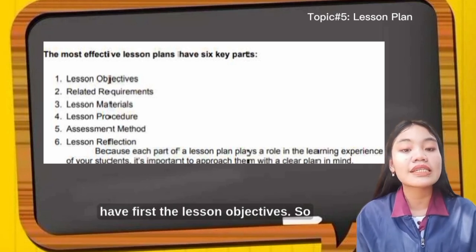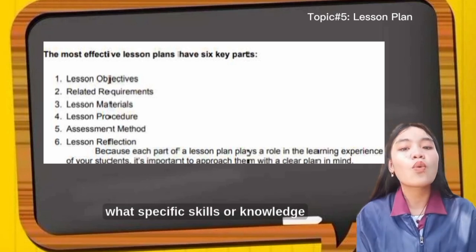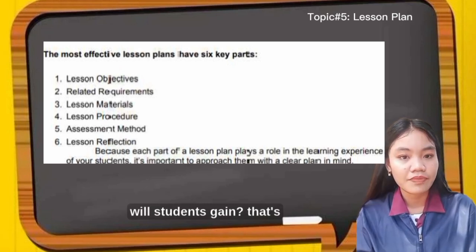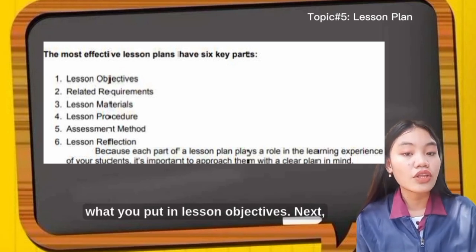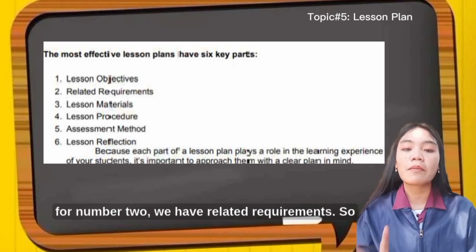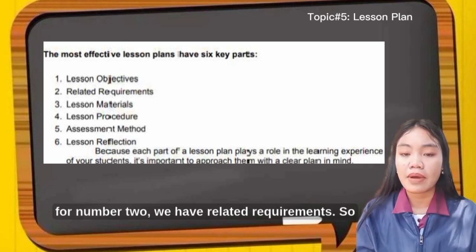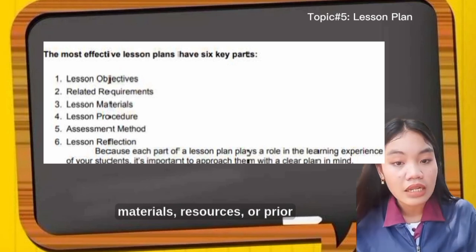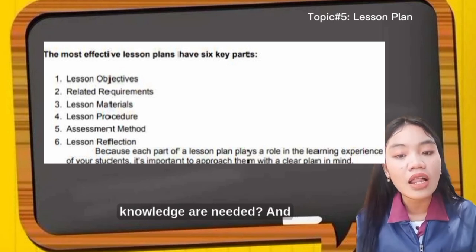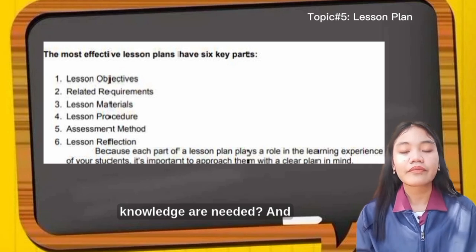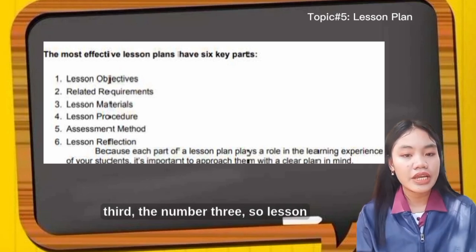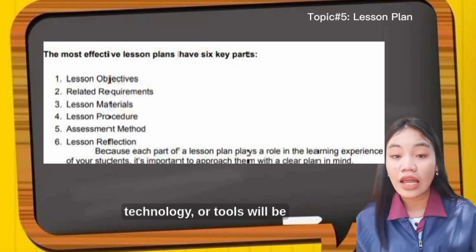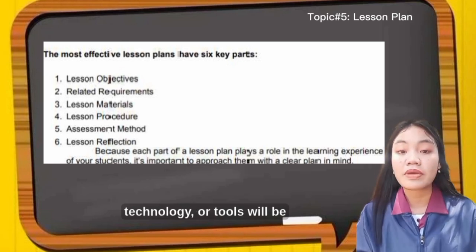First, we have the lesson objectives. What specific skills or knowledge will students gain? That's what you put in lesson objectives. Next, number 2, we have related requirements. Here in related requirements, what materials, resources, or prior knowledge are needed? And third, number 3, lesson materials. What handouts, technology, or tools will be used?